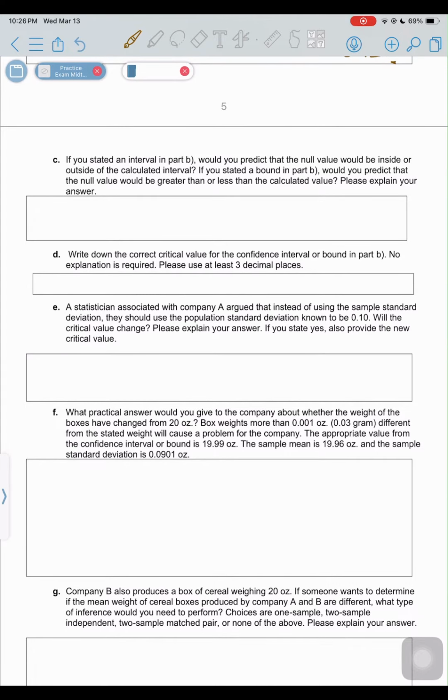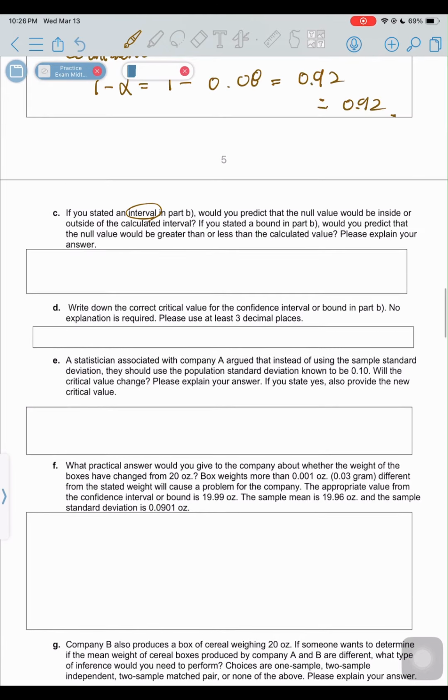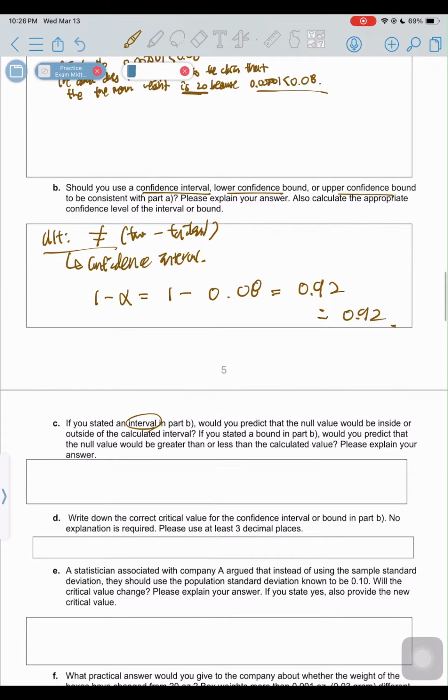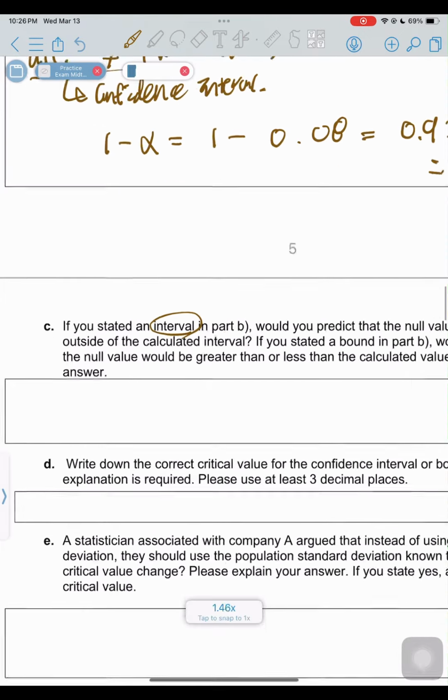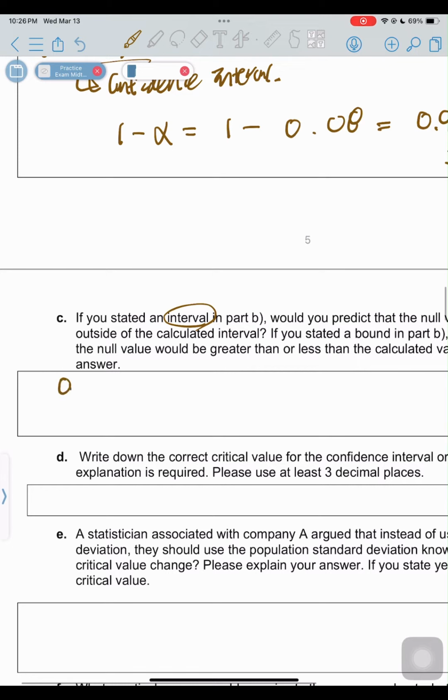So part C, let's look at that. If you stated an interval in part B, would you predict the null value would be inside or outside? If you stated a bound in part B, would you predict the null value would be greater or less? Okay, so we selected interval in part B, and then we said the null value was 20, and we rejected the null hypothesis, right? So it should be outside. This is because we rejected the null hypothesis. So this 20 value is outside.